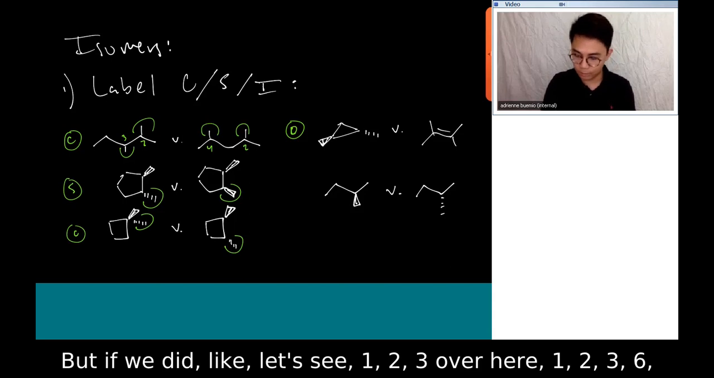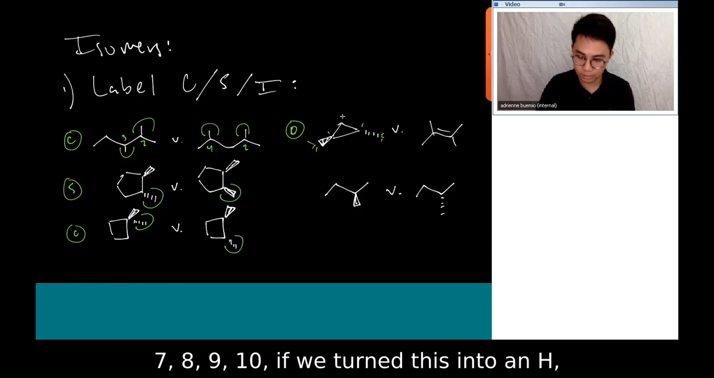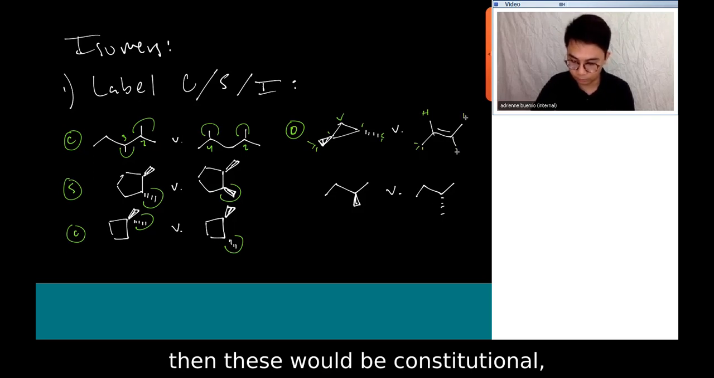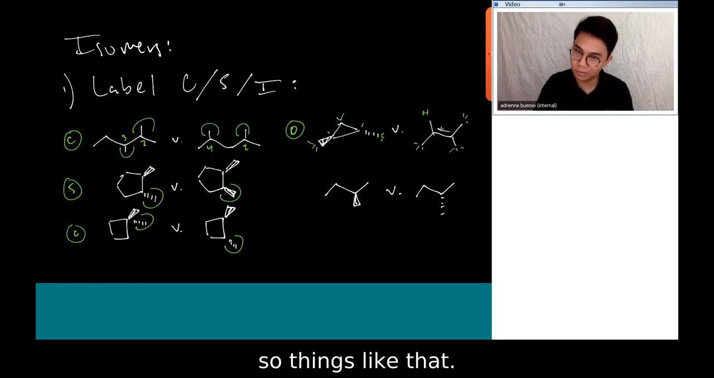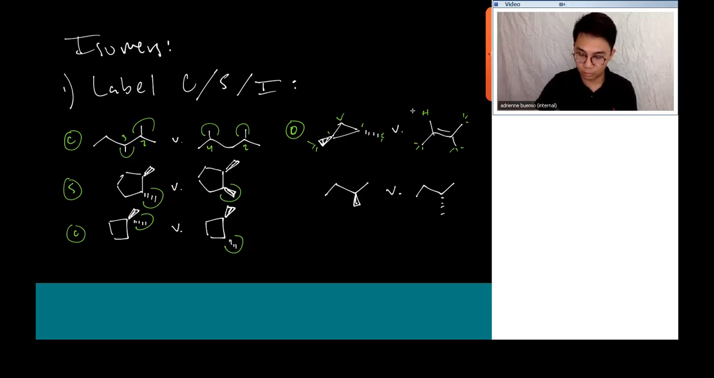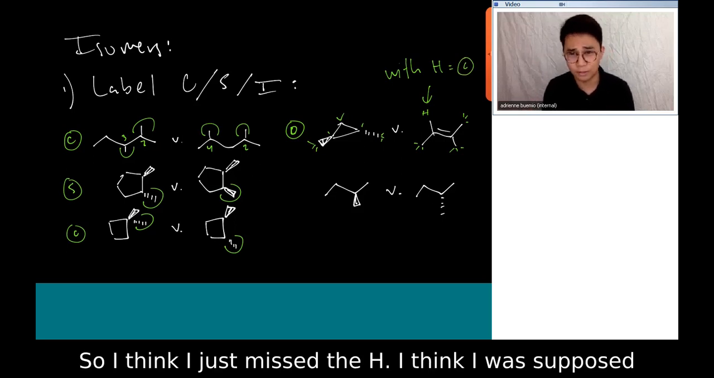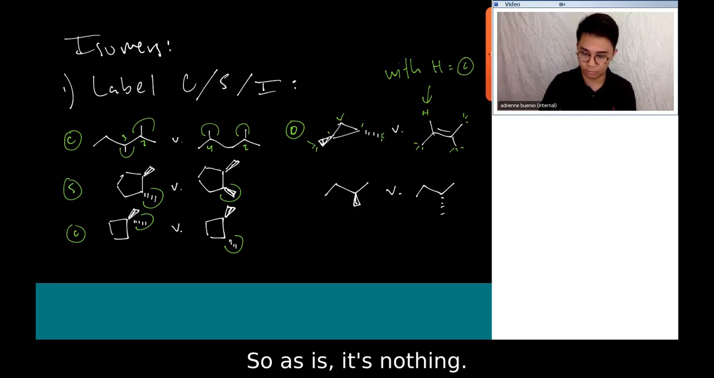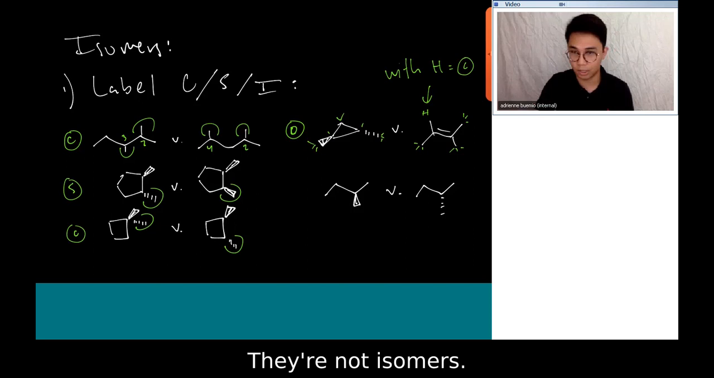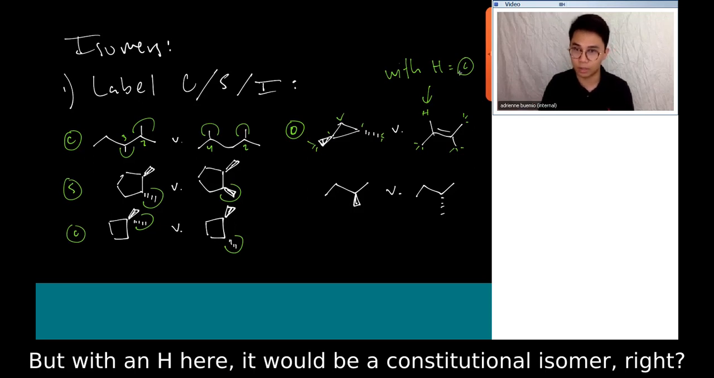Okay, but if we did like, let's see, 1, 2, 3 over here, 1, 2, 3, 2, 6, 7, 8, 9, 10. If we turn this into an H, then these would be constitutional, right? So things like that, with H equals constitutional, right? So I think I just missed the H. I think I was supposed to have an H there. So as is, it's nothing. They're not isomers, but with an H here, it would be a constitutional isomer, right?